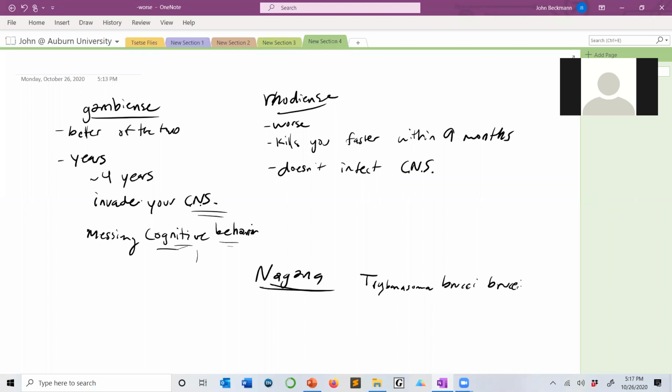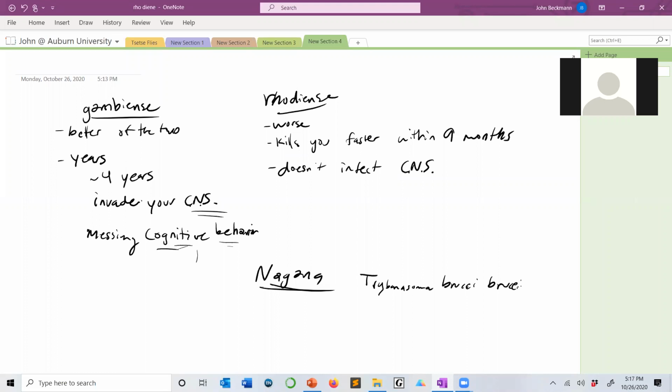Okay, so now we have four strains of Trypanosomes. We've got Trypanosoma cruzi, which is South American Chagas disease. We have Trypanosoma brucei gambiense, which is a North African strain, African sleeping sickness, which infects your CNS. We have Trypanosoma brucei rhodiense, which is the one that will kill you real fast. And then we have Trypanosoma brucei, which is a strain that infects animals, okay?